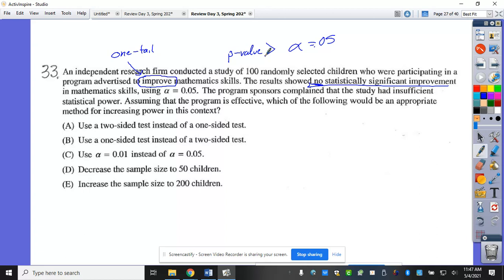B says use a one-sided instead of a two-sided. What did we use? So that's not even an option because we started with the one-sided. If I make it two-sided instead, two-tailed, what's going to happen to my p-value? Like this was my p-value, now what's going to happen to my p-value? Is that going to help me be less than alpha? If I use a smaller alpha, is that going to help me be less than alpha?